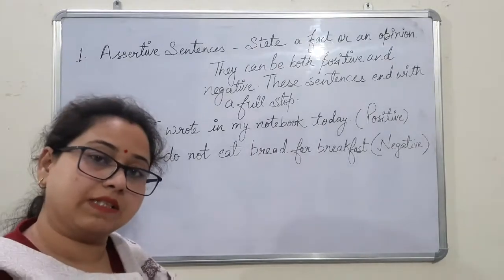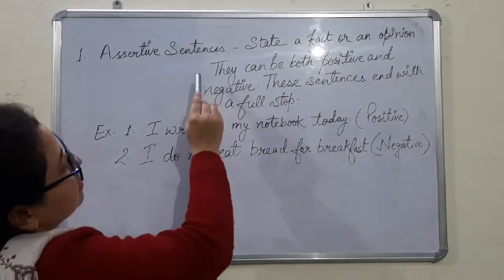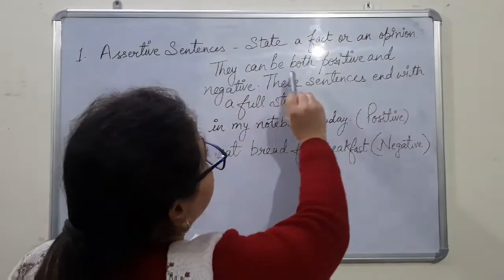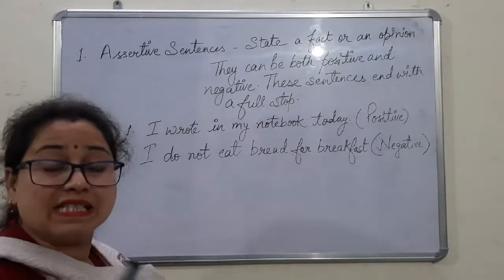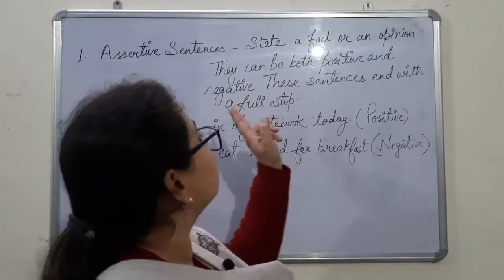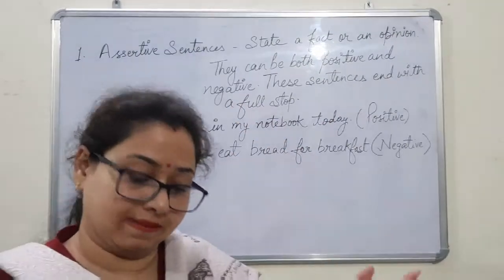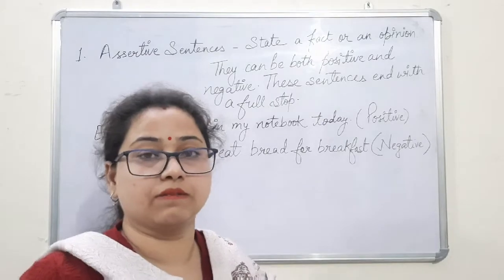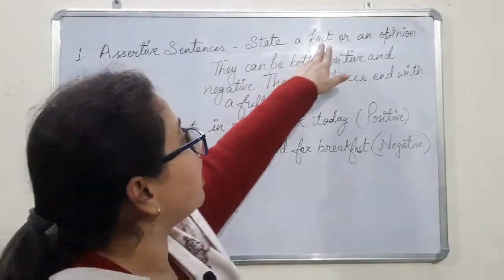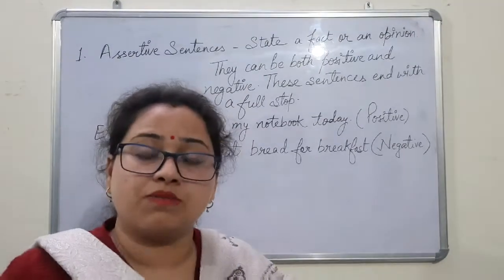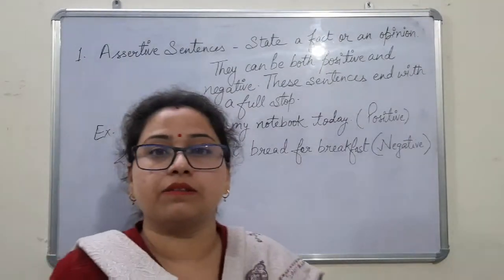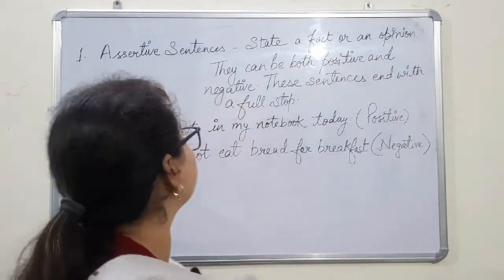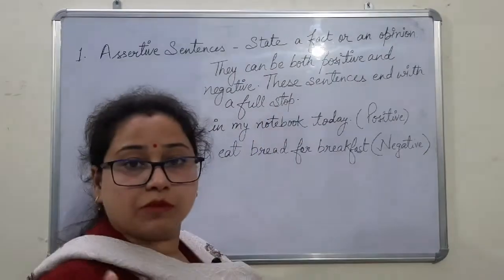Now let's talk about assertive sentences. An assertive sentence is a statement of a fact or an opinion. They can be both positive and negative. These sentences end with a full stop. But these are showing what? These are showing fact, like the sun rises from the east and the earth revolves around the sun, and an opinion, anybody's opinion. And these sentences end with a full stop.